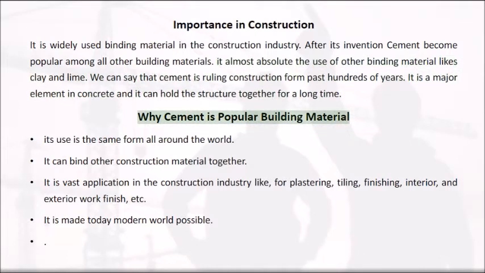Why is cement a popular building material? Its use is the same all around the world. It can bind other construction materials together. It has vast applications in the construction industry, like plastering, tiling, finishing, and interior and exterior work finish, etc. It has made today's modern world possible.